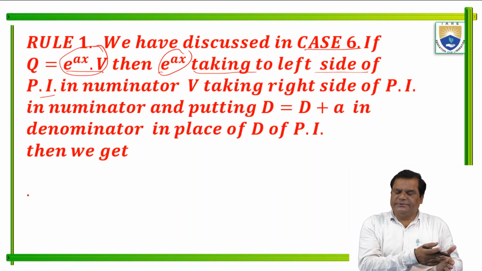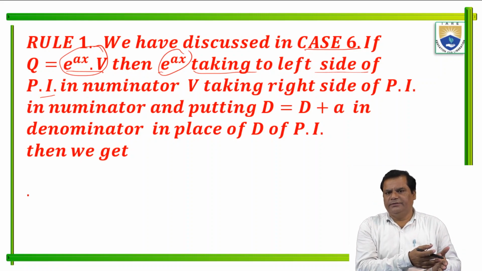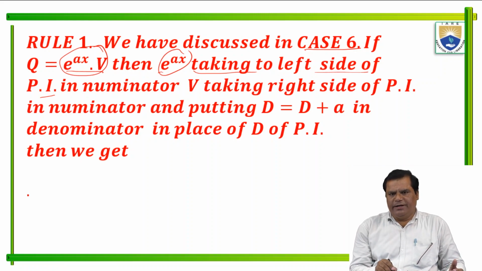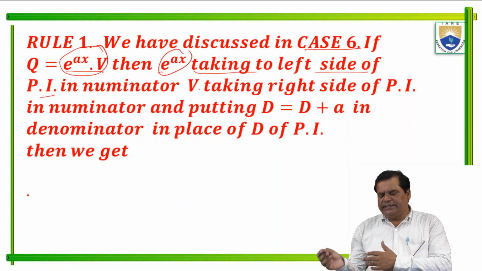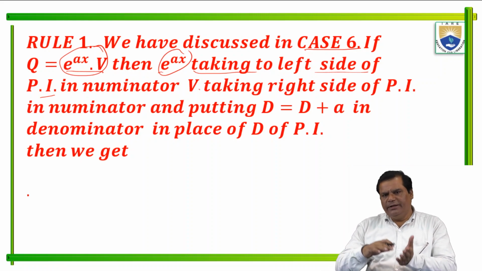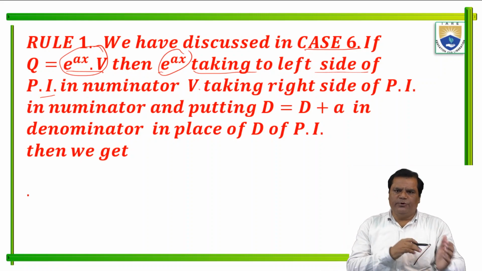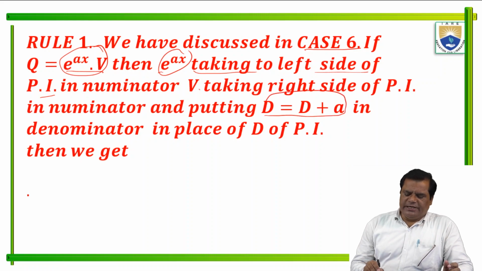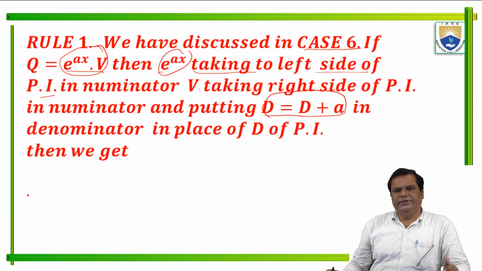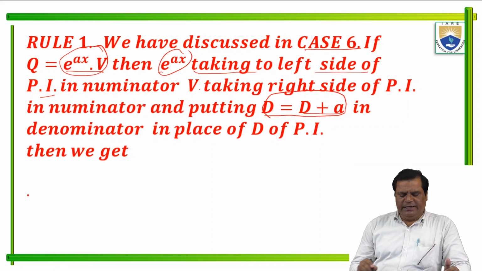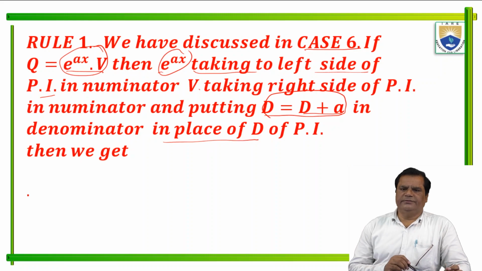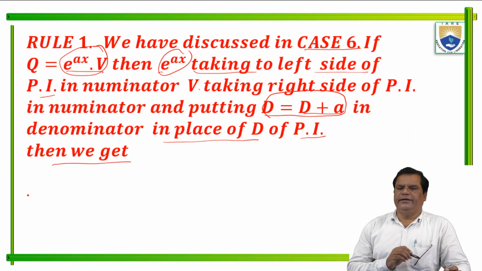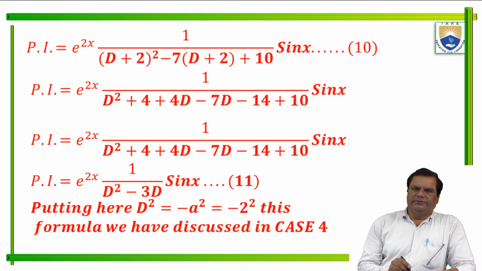The exponential function is taken to the left side, multiplying the particular integral, and the numerator is taken to the right side. Both are in numerator, and we put D equal to D plus a. I have already proved this: put D plus a in the denominator, not in the numerator, in place of D of the particular integral. Then we get this equation.